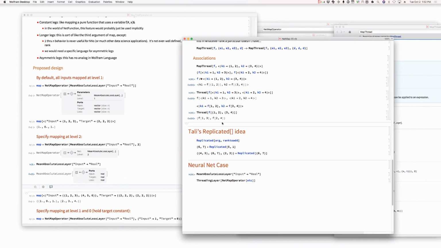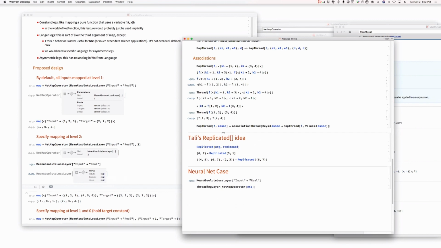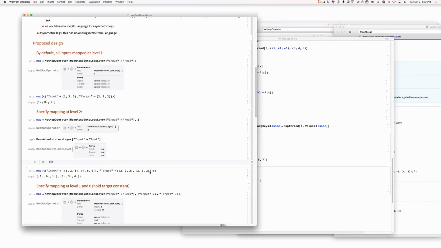By the way, SWSH on our live stream is claiming this identity. That is correct, yes. Okay. Okay, so back to NetMapOperator or NetMapThreadOperator. Can we go through the proposed design? I think you'll just agree, and then we can document it. Okay.